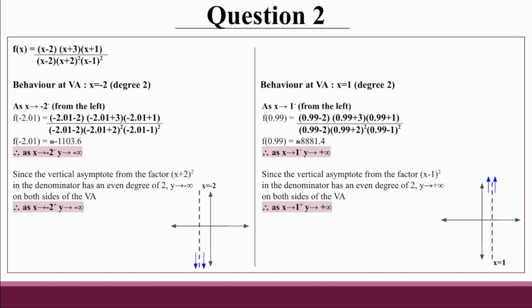Moving on, let's check the behavior at the two vertical asymptotes. Starting with x equals negative 2, for x approaching negative 2 from the left, I substituted negative 2.01 for x.